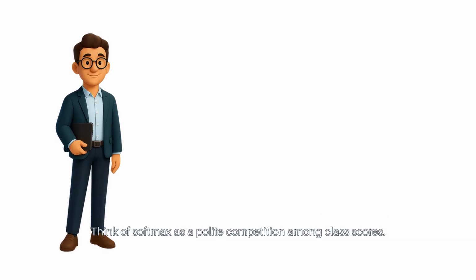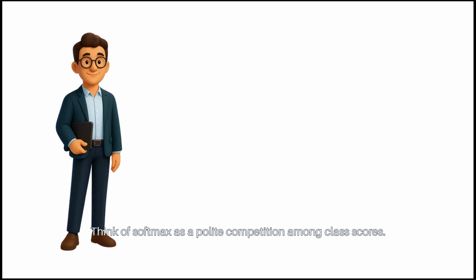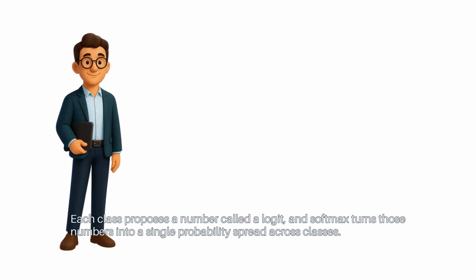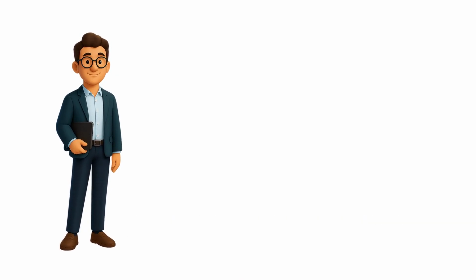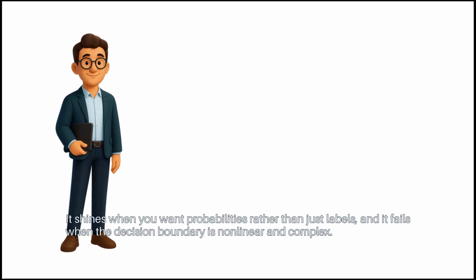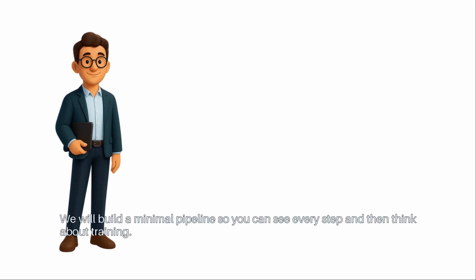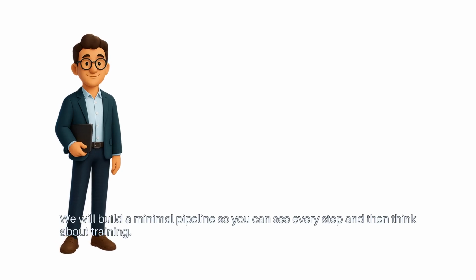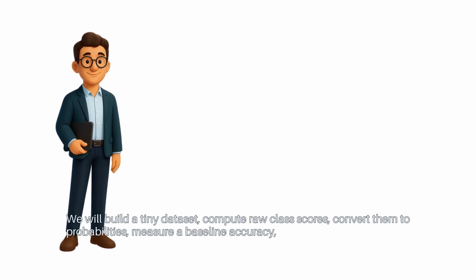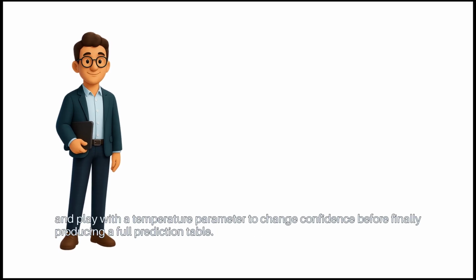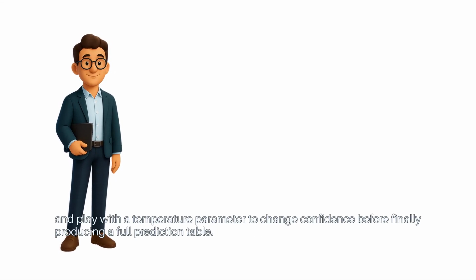Think of Softmax as a polite competition among class scores. Each class proposes a number called a logit, and Softmax turns those numbers into a single probability spread across classes. It shines when you want probabilities rather than just labels, and it fails when the decision boundary is nonlinear and complex. We will build a minimal pipeline so you can see every step and then think about training. We will build a tiny dataset, compute raw class scores, convert them to probabilities, measure a baseline accuracy, and play with a temperature parameter to change confidence before finally producing a full prediction table.